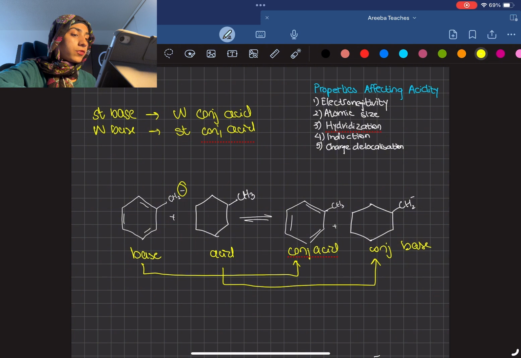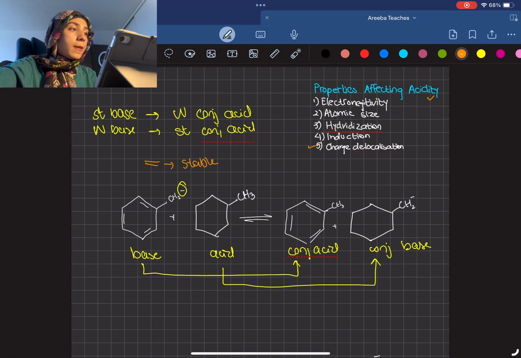Now, for this equation, we'll figure out what is strong and what is weak. That is why we're looking into properties affecting the acidity, but I'll just talk about this charge delocalization factor here real quick, because for this equation, you need to figure out the charge delocalization point. What you need to remember for that point is that whenever you see double bonds, that means your compound is stable because the charge gets delocalized.